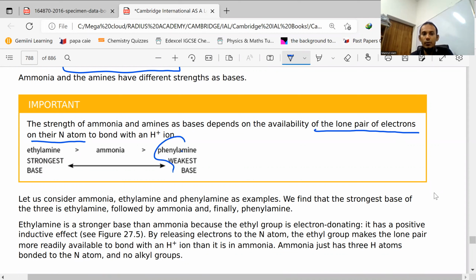So phenylamine, why phenylamine is weakest? What is phenylamine? This is phenyl ring, C6H5, amine. Phenylamine. And ethylamine we know, right? C2H5 and NH2, ethylamine. And in the middle is ammonia. So ethylamine is strongest and phenylamine is weakest.